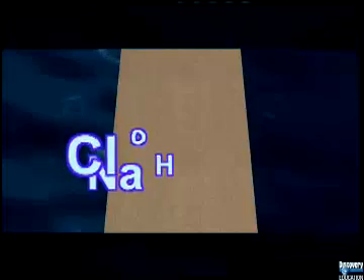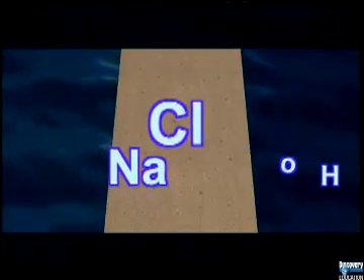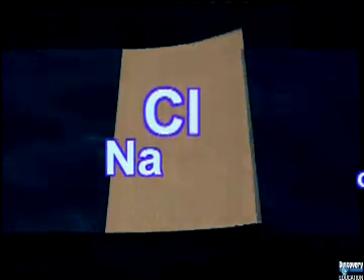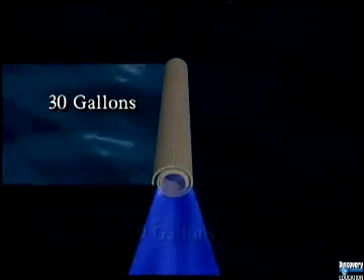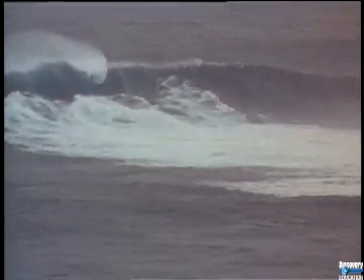The semi-permeable membranes have microscopic holes that allow the smaller elements, such as hydrogen and oxygen, to pass through. But the larger molecules of sodium and chloride are stopped in their tracks. For every 30 gallons of seawater pumped into the plant, about 9 gallons of drinkable water come out. The leftover salts and other materials get pumped back into the ocean.